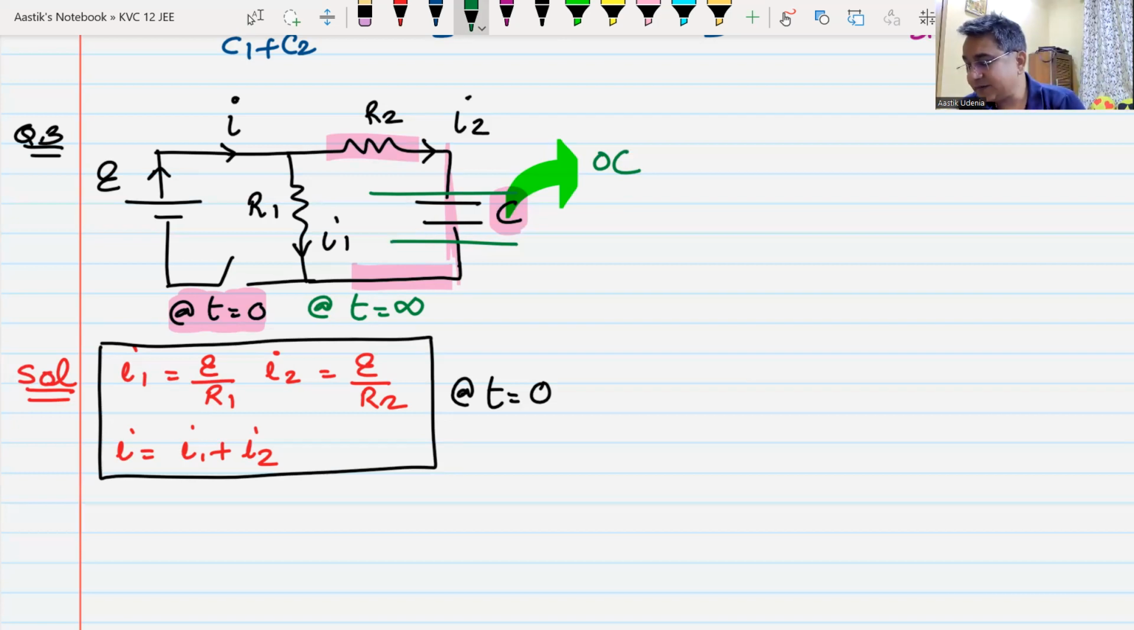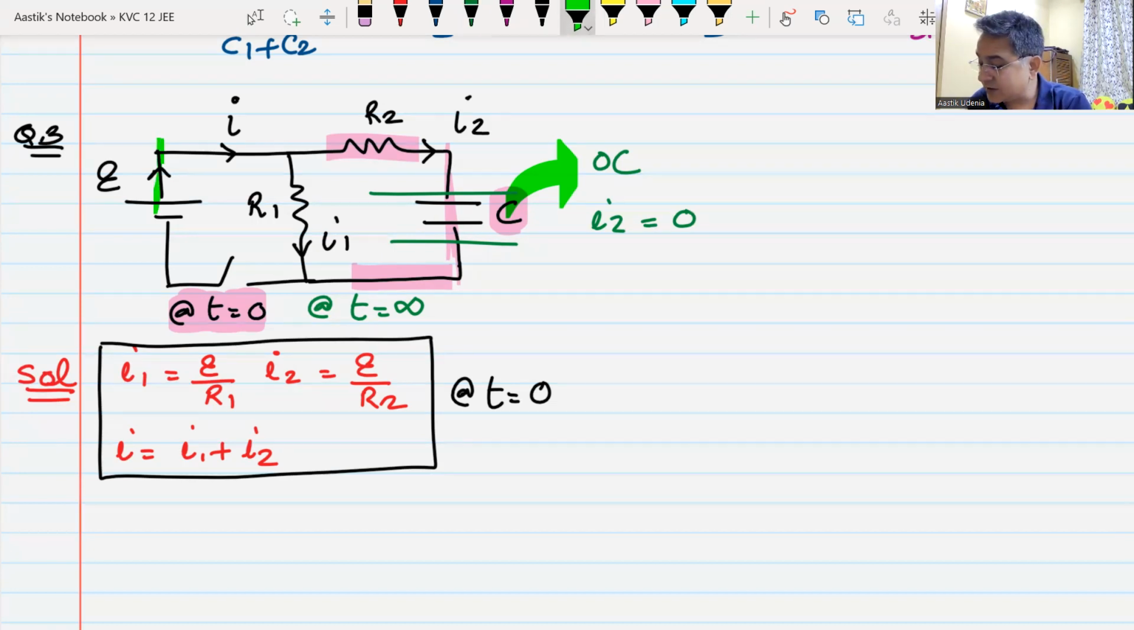Do we understand this? When the branch of the capacitor gets cut off, I2 becomes equal to 0. Do we understand this? There is only one way current can flow.